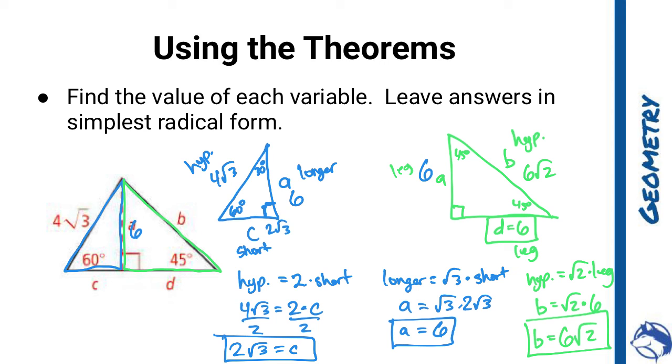Take it piece by piece, draw separate pictures, and remember these 3 equations: that the hypotenuse is equal to 2 times the short, the longer is equal to the square root of 3 times the short for a 30, 60, 90 triangle. And then for a 45, 45, 90, you need to use hypotenuse is equal to the square root of 2 times the leg. Those 3 circled equations you should know, and I would definitely make sure to write them down in your notes, because you're going to be using them frequently.